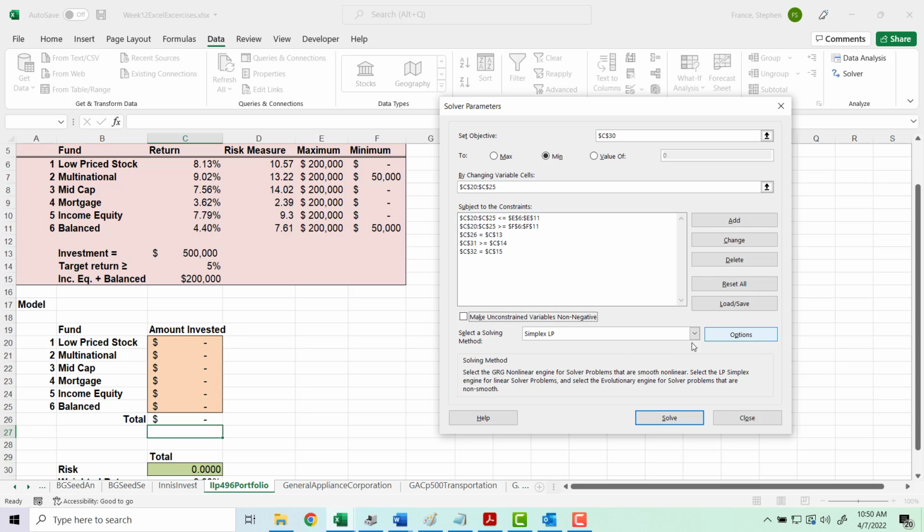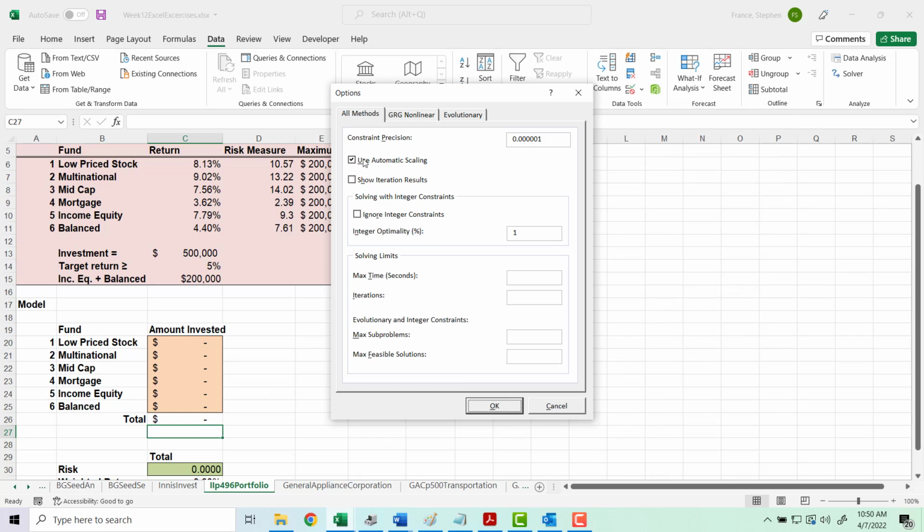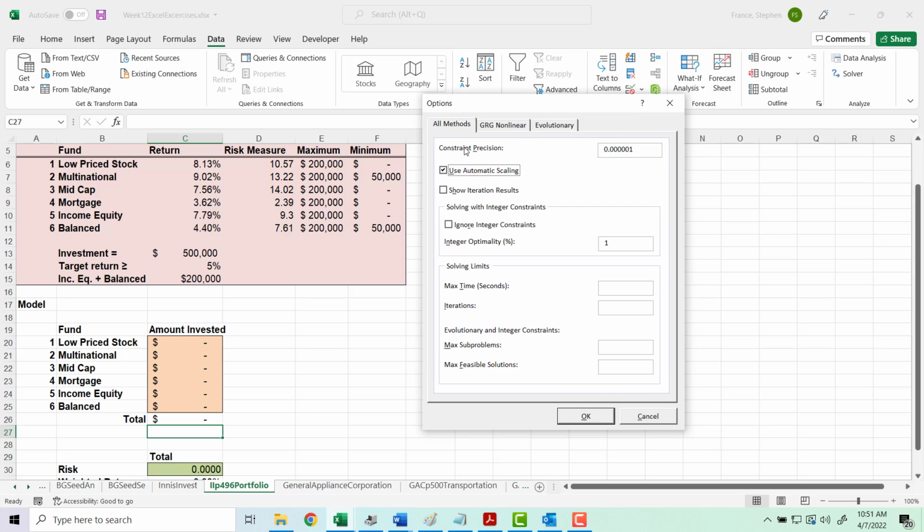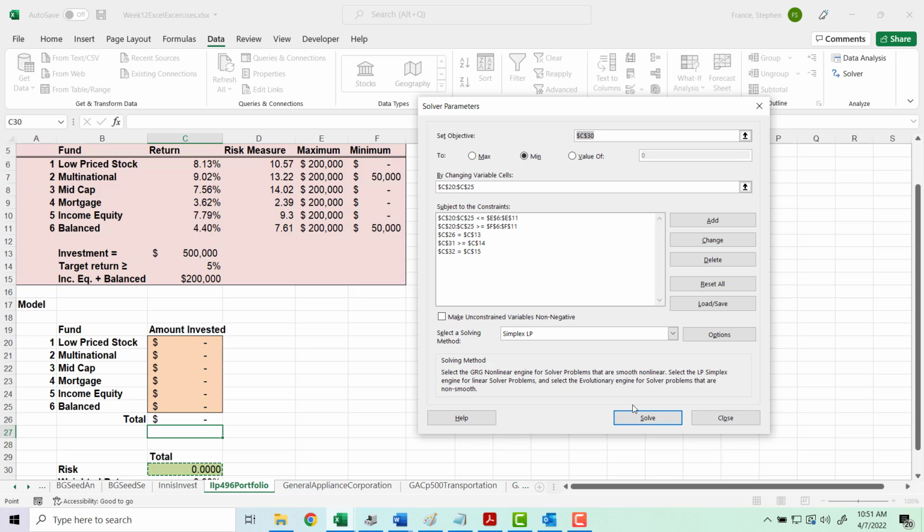Okay, so the last thing we're going to do is we're doing a simplex options, and we're going to click or use automatic scaling. That just makes the algorithm a little bit more flexible. Particularly here, we're dividing by values. So rather than the total target return, we've got weighted returns. So use automatic scaling allows Excel to try and find the best way of scaling the data, but it will always transform back at the end. And then I think that's pretty much it.